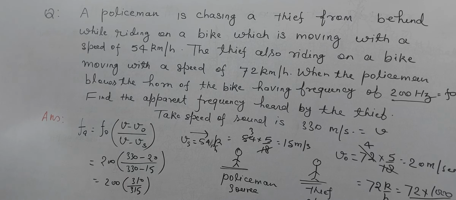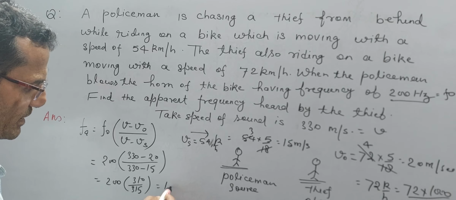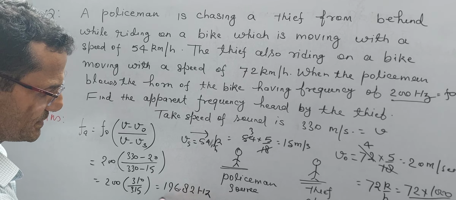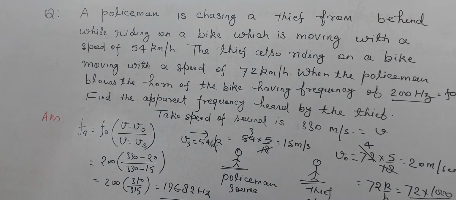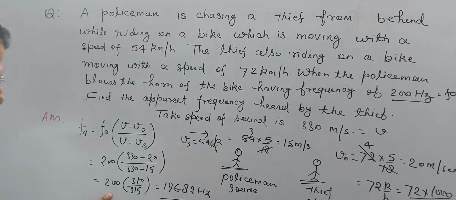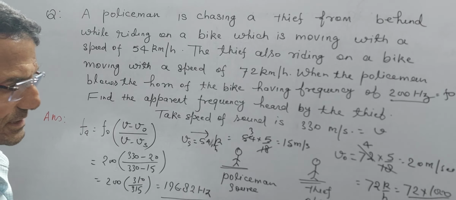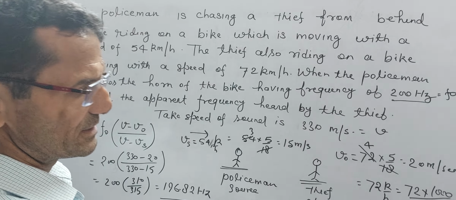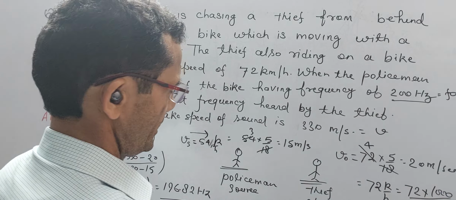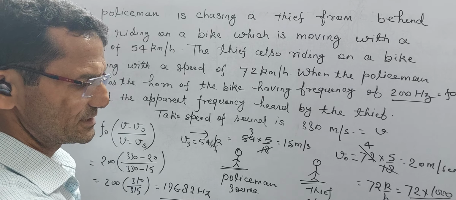After simplification, we will get the value, which will be 196.82 hertz. So you can see that the frequency decreases from 200 to 196, because the thief has a greater velocity than the source, because the thief is moving away, and the policeman is catching the thief.